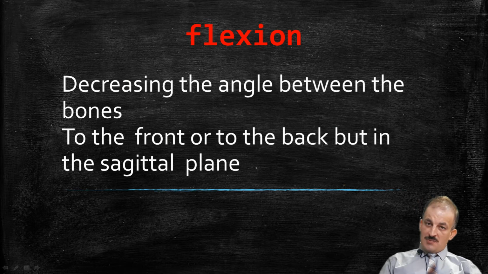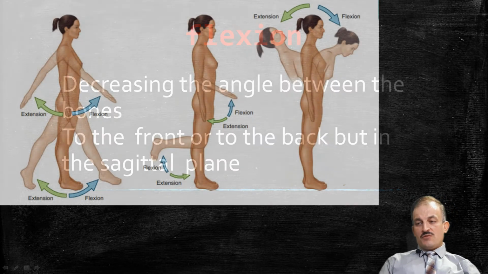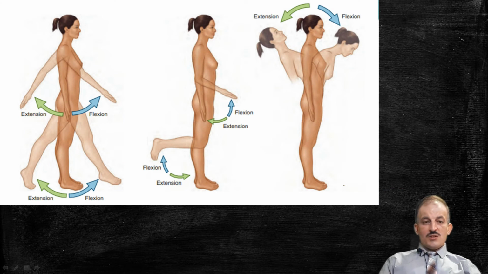in the sagittal plane, it must be in the sagittal plane. If you want to flex or extend your elbow, it must be in the sagittal plane. If you want to flex the knee joint, it must be in the sagittal plane. Flexion of the elbow joint will be to the front, but in the sagittal plane. Flexion of the knee joint is to the back, but in the sagittal plane.